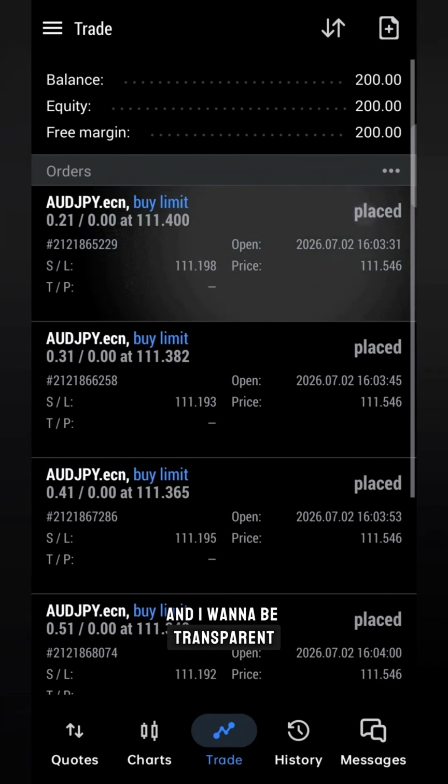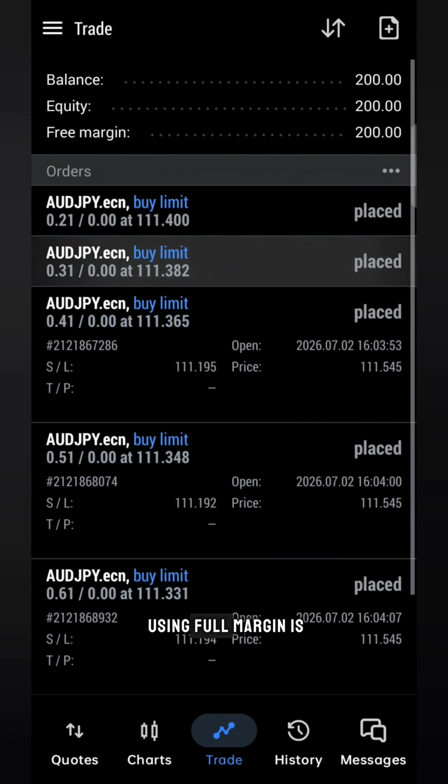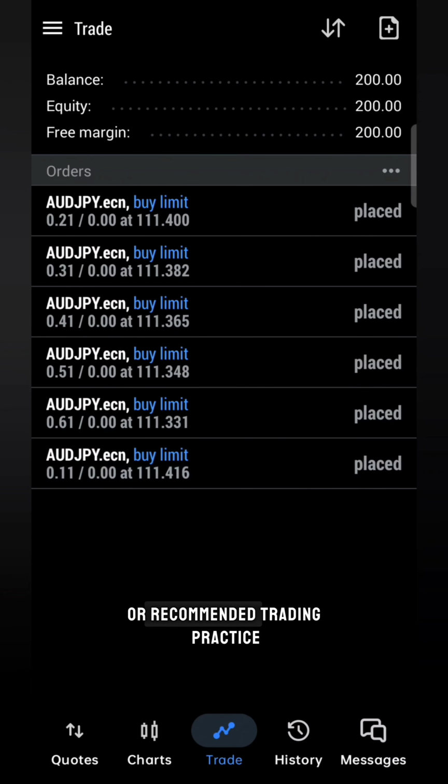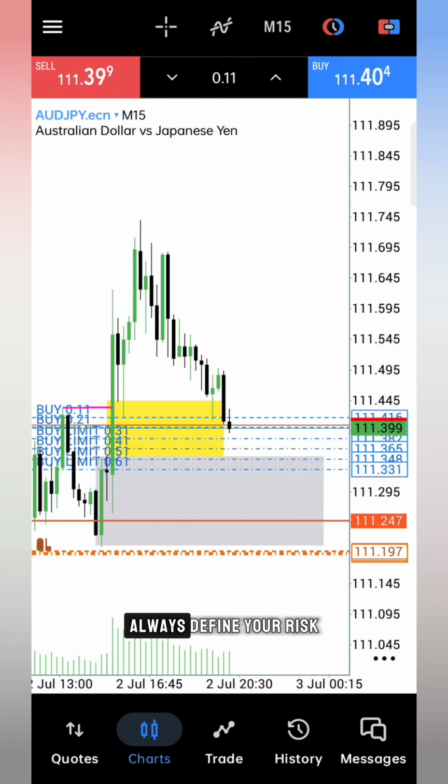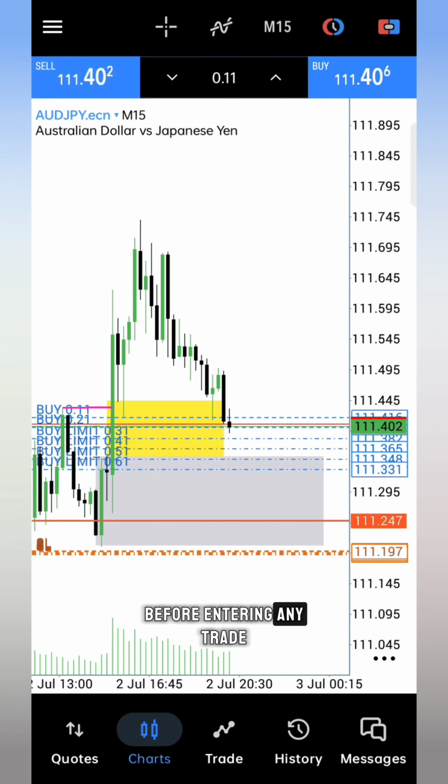And I want to be transparent. The way I trade using full margin is not standard or recommended trading practice. Always define your risk before entering any trade. Set your position size, calculate your stop loss, and never risk more than you can afford to lose. Because without risk management, it won't take long for your account to go to zero. The best setup in the world means nothing without proper risk control.